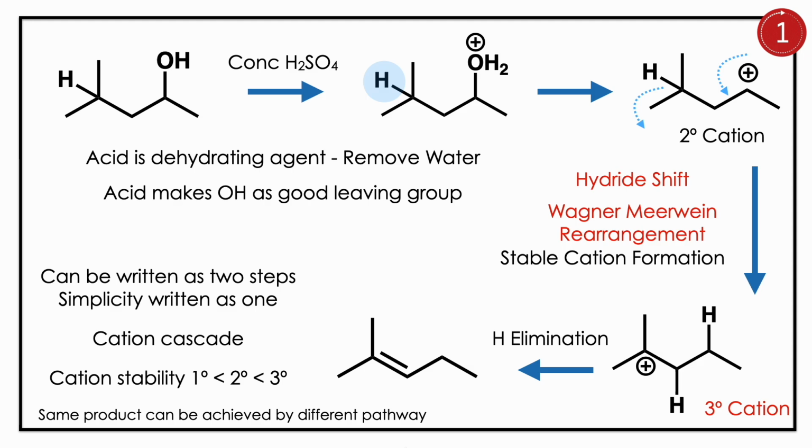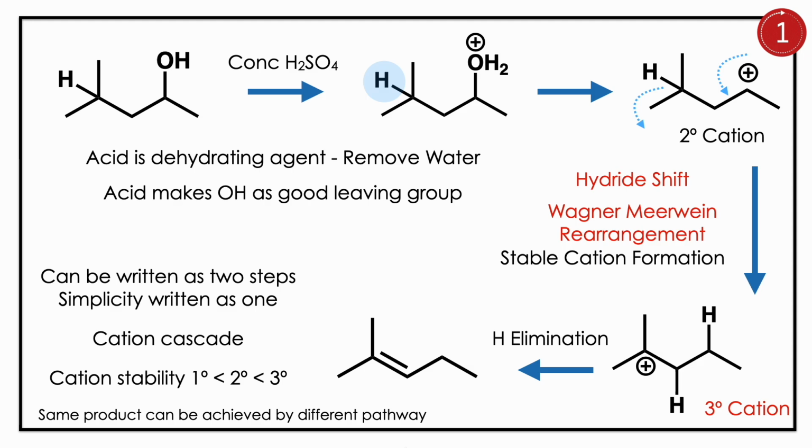Here, as we discussed already, acidic condition makes alcohol a good leaving group. So you have cation formation. The cation is not stable, so what really happens? You need to have a hydride shift. A secondary cation should become a tertiary cation. Here the secondary cation stays as a secondary cation. Here the secondary cation can become a tertiary cation by a two-step rearrangement.